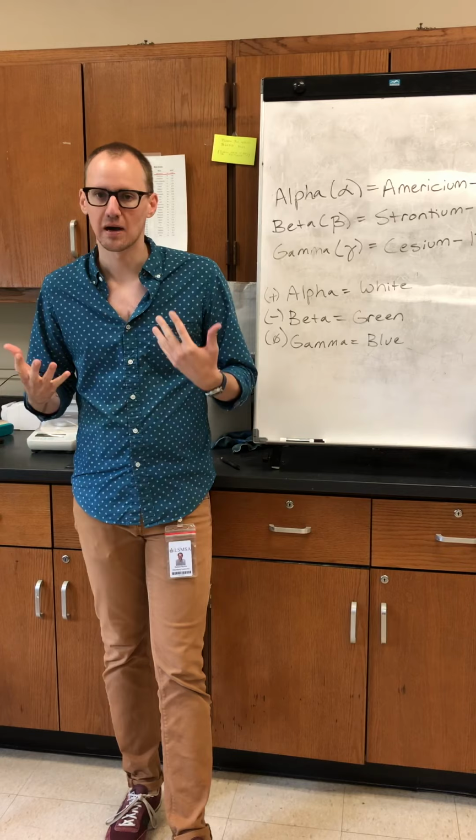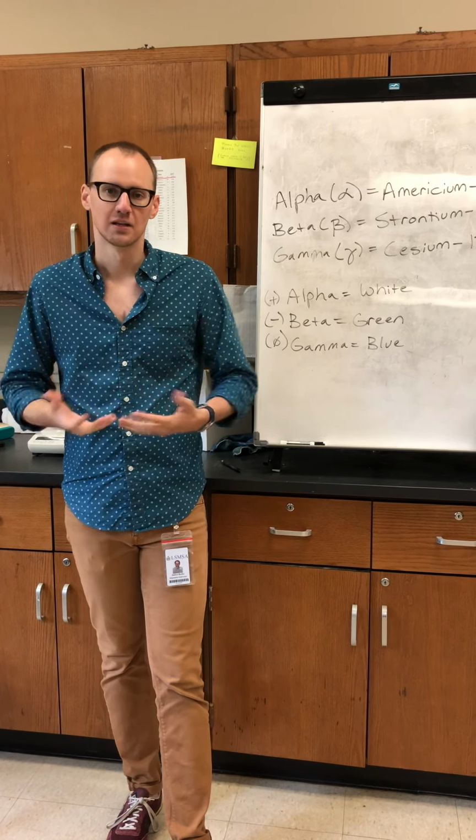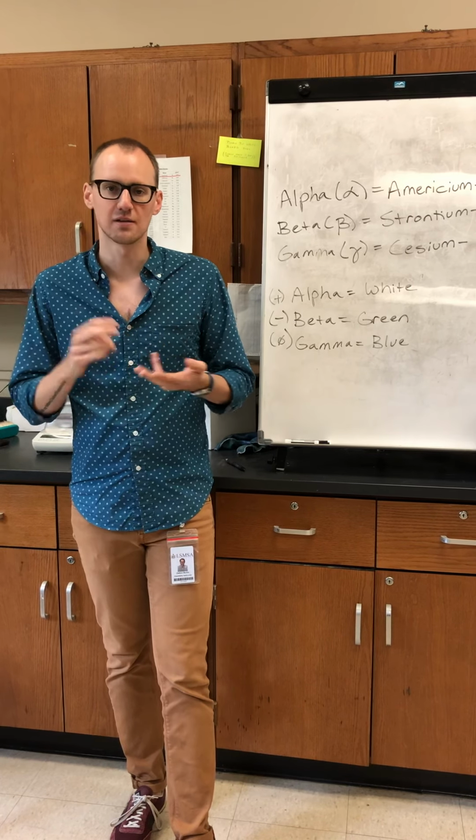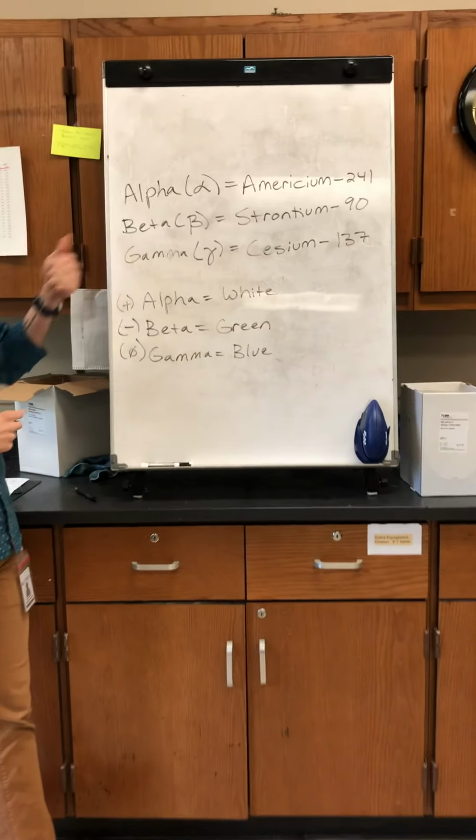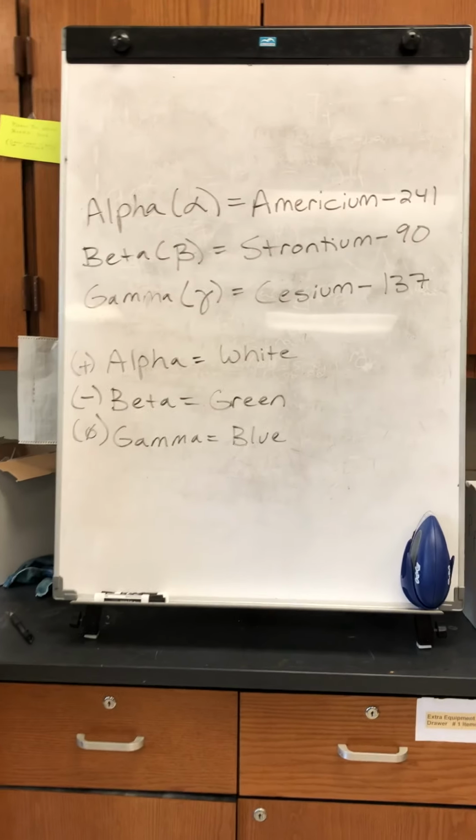So Dr. Burks here. In this lab experiment, we're going to be going over radioactivity. Radioactivity is basically just whenever an atom emits some kind of particle or some kind of radioactive ray from within that atom. You don't really need to know too much about radioactivity. In this experiment, we're just going to be looking at three different types of radiation: alpha, beta, and gamma radiation.